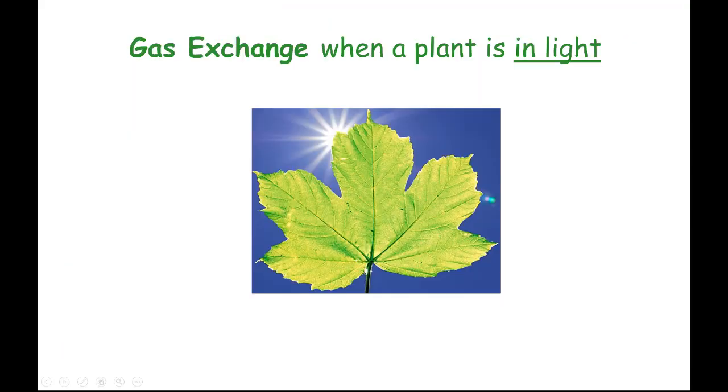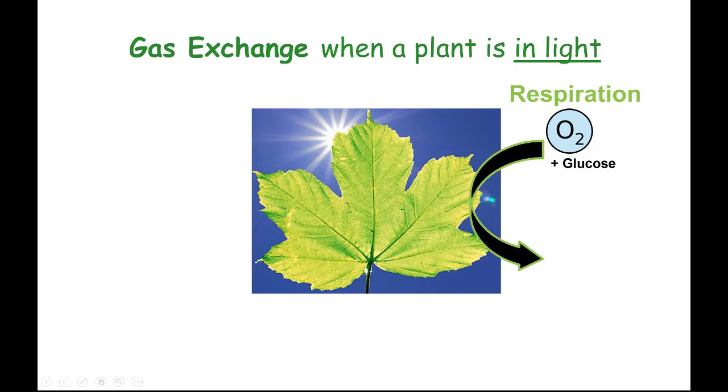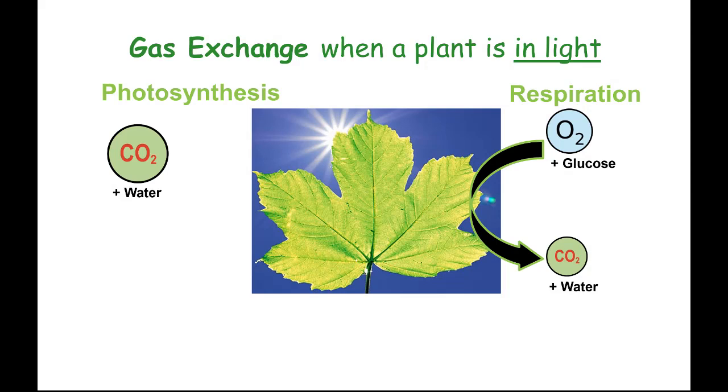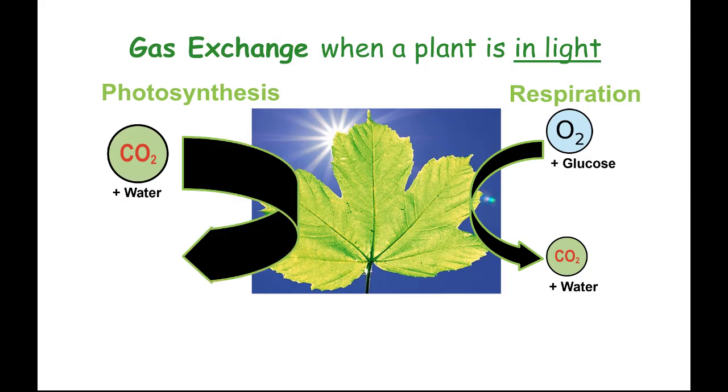Now, just to show the gas exchange which is taking place when the plant is in light, we've got respiration taking place, which takes oxygen and glucose and produces carbon dioxide and water. So the plant takes in oxygen and uses the glucose stored in its leaves and produces carbon dioxide and releases it, and produces water. Photosynthesis does the opposite. It takes in carbon dioxide and water and produces oxygen and glucose. When the plant is in light, the arrow for photosynthesis is much thicker because it's happening at a much faster rate than respiration.